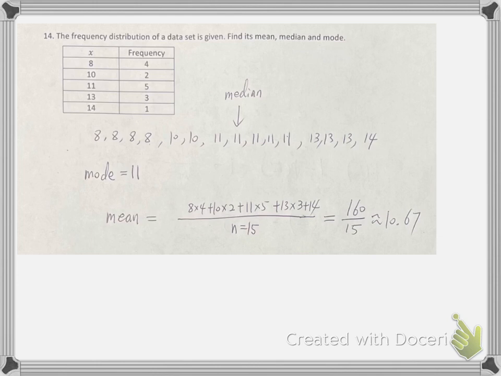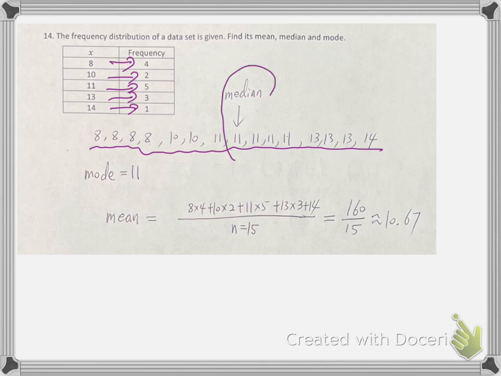So you will be given frequency tables. For the first question, you just list all the given numbers. They said you have 4 number 8, 2 number 10, 5 number 11, 3 numbers 13, 1 number 14. You list them from smallest to largest. So now what's the median number?